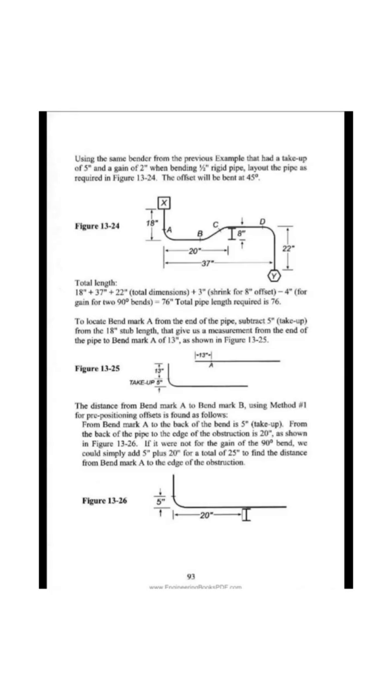The distance from bend mark A to bend mark B, using method number 1 for pre-positioning offsets is found as follows. From bend mark A to the back of the bend is 5 inches, take-up. From the back of the pipe to the edge of the obstruction is 20 inches, as shown in figure 13-26. If it were not for the gain of the 90 degrees bend, we could simply add 5 inches plus 20 inches for a total of 25 inches to find the distance from bend mark A to the edge of the obstruction.